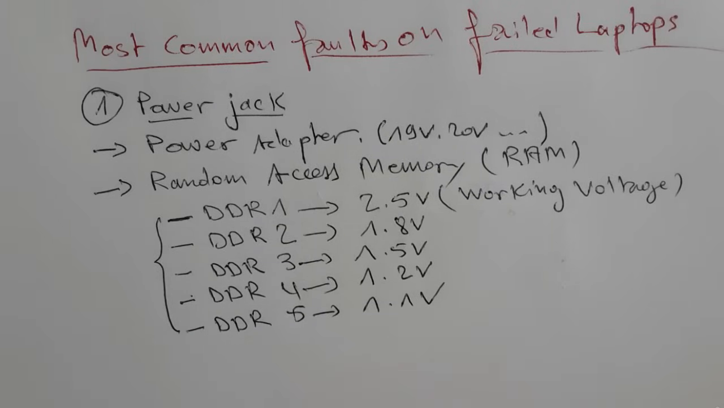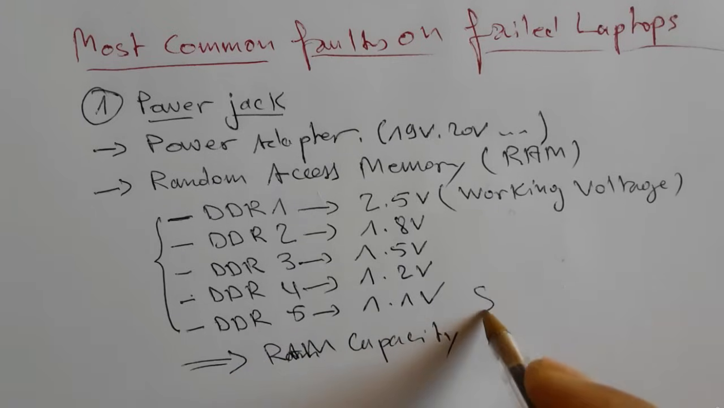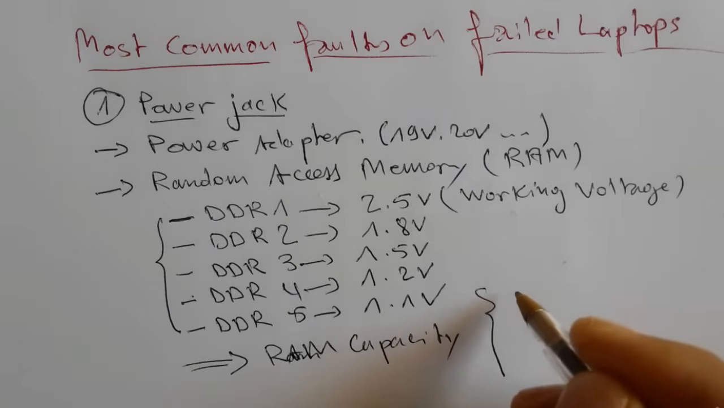Okay, so as I told you before in the previous lecture, you can know the type of your RAM by checking the slot. You will find the voltage over the slot. Okay, so the RAM capacities, of course you can find many RAM capacities.